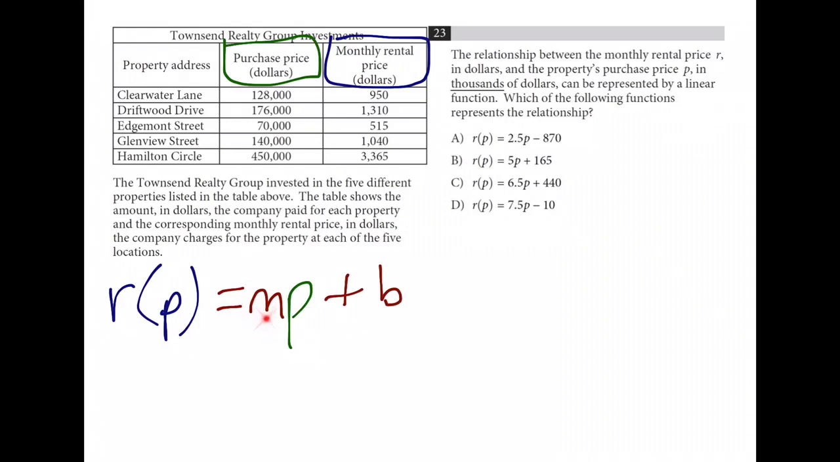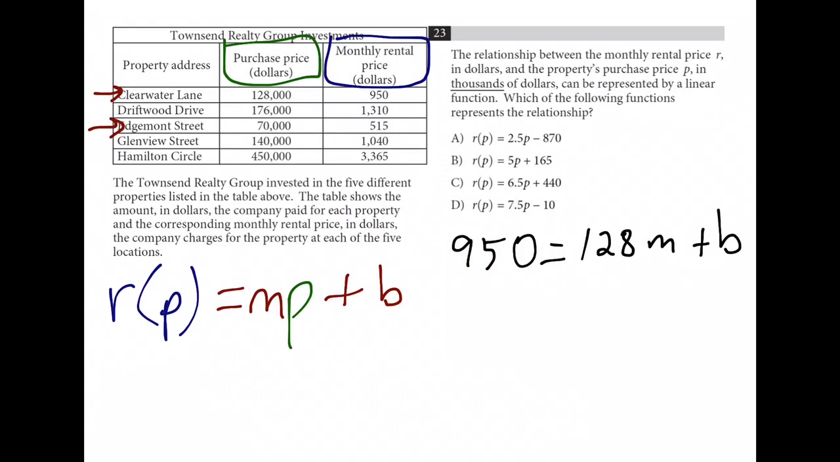R of P is equal to MP plus B, where R of P is my monthly rental price, P is my purchase price, M is the slope of my linear equation, and B is my intercept. I can create a system of equations using any of these different property addresses, at least two of them. I'm going to choose Clearwater Lane and Edgemont Street because they have the smallest monthly rental prices, so it'll make the math a little bit easier.